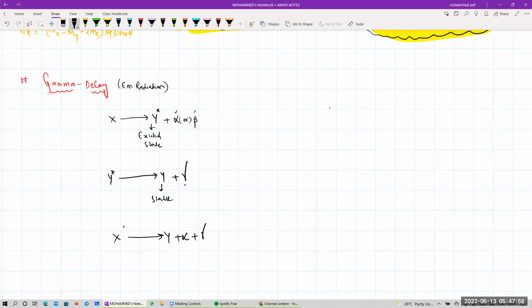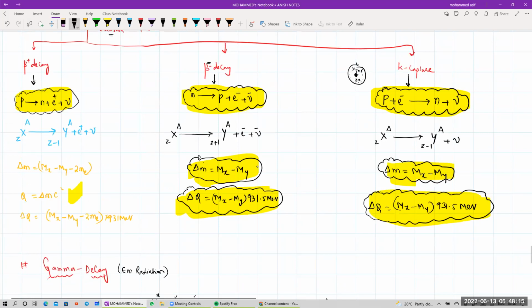Clear? So what is the mass number and atomic number? There is no change in Z and A. It will be the same. Clear? In K capture, what is happening? I told you, in K capture, an electron is captured from where? Electron is captured from the K shell of the atom. So that was about your radiations, which you should remember for doing the numericals related to this one.